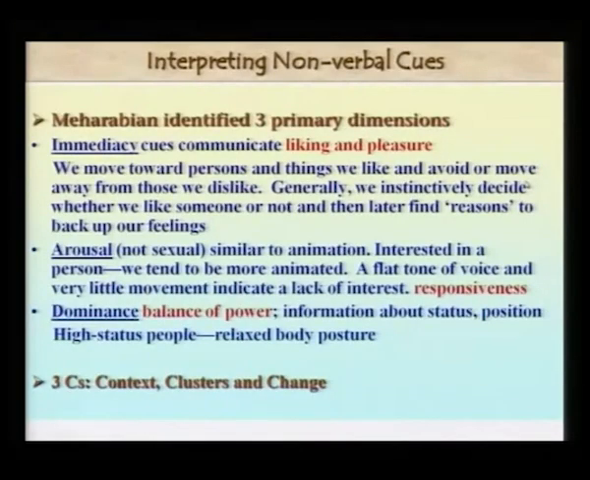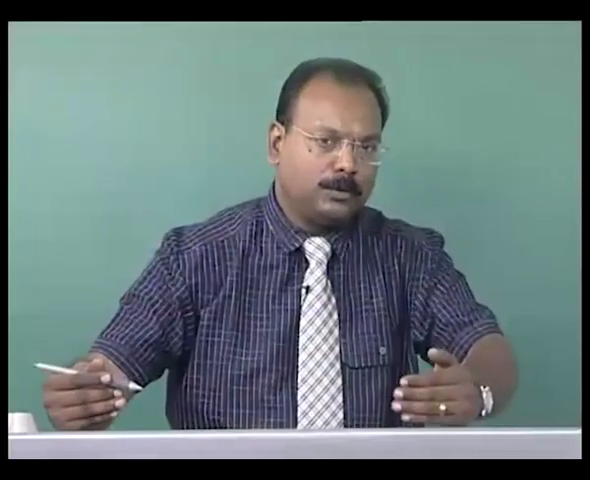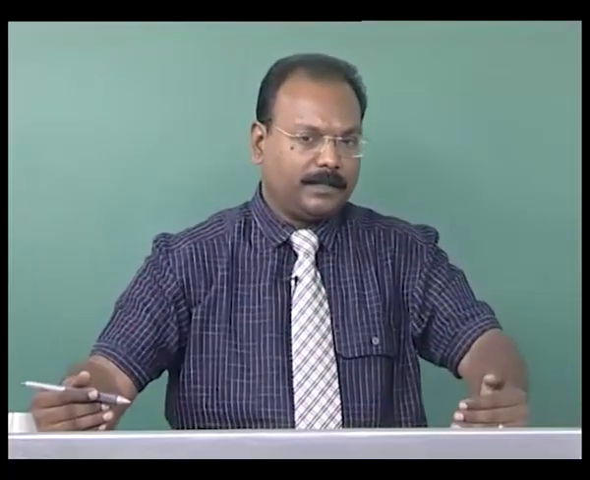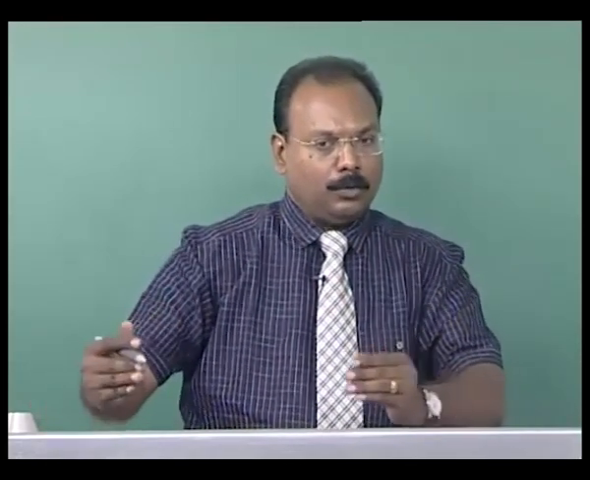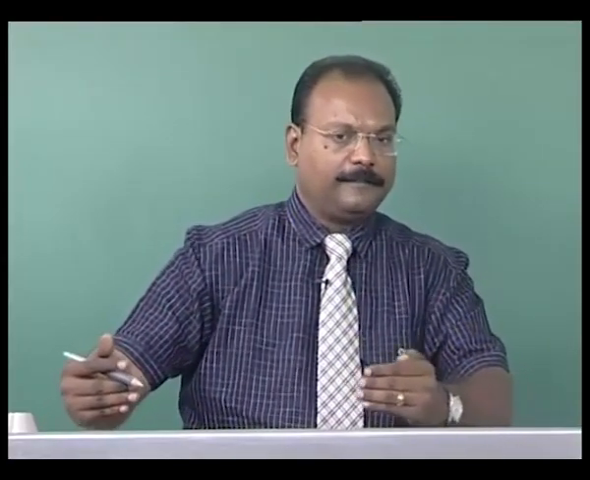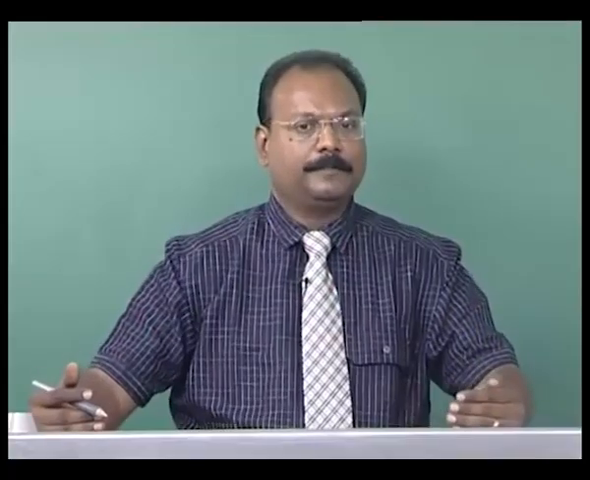Generally, we instinctively decide whether we like someone or not and then later find reasons to back up our feelings. So, even without knowing, we feel quite comfortable when we like somebody and we move close towards the person. And when we do not like a person, what we do is we slightly move away from the person. We feel intimidated by the person. So, this is what Mehrabian means by immediacy. How close you are and how distant you are. That can indicate the level of relationship, the proximity of relationship.